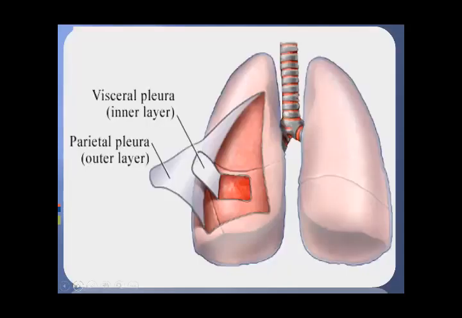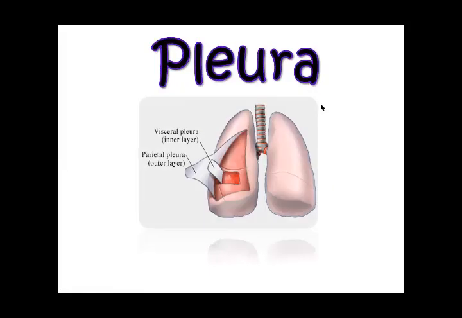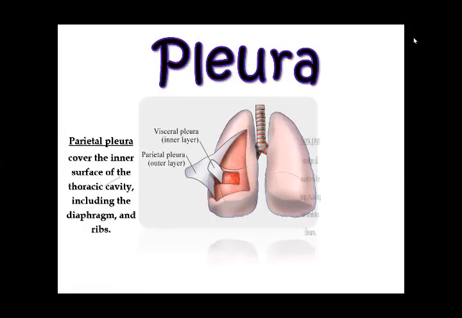Okay, first of all, बच्चों, what is pleura? So the pleura is actually the covering over the lung. These are of two types: the visceral pleura, that is the inner layer and it is adherent to the lung parenchyma, and the parietal layer, that is present on the outside adjacent to the wall. So the parietal pleura covers the inner surface of the thoracic cavity, including the diaphragm and the ribs.